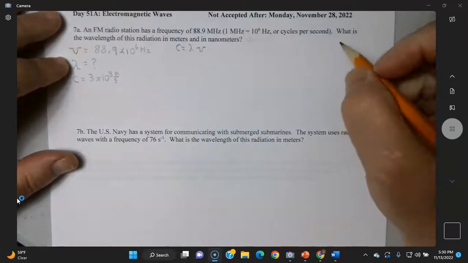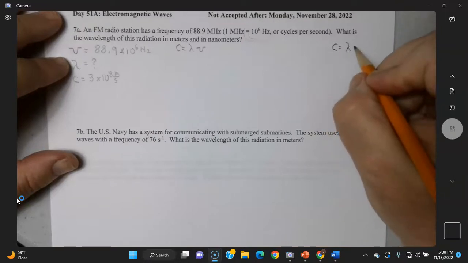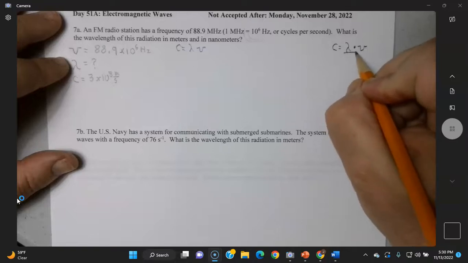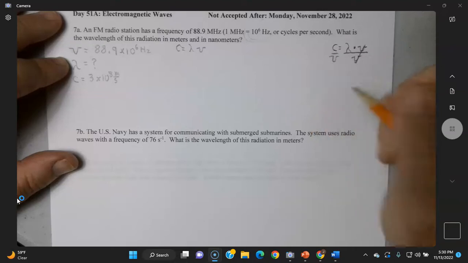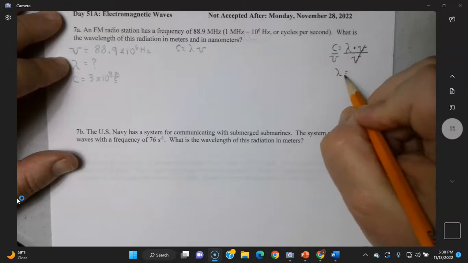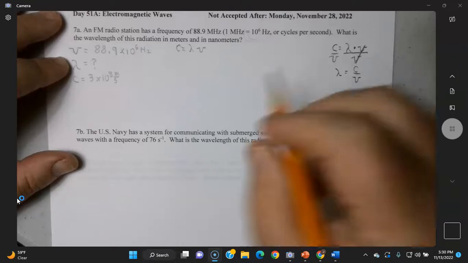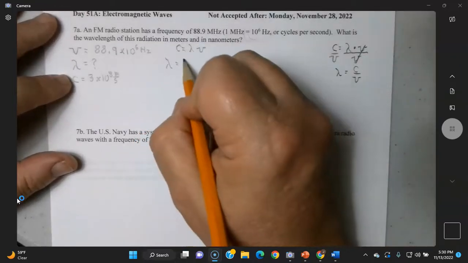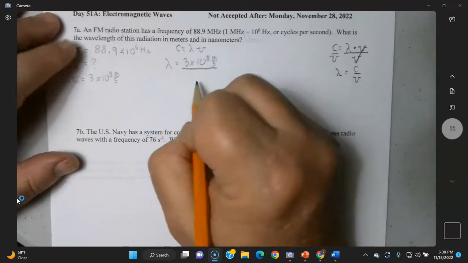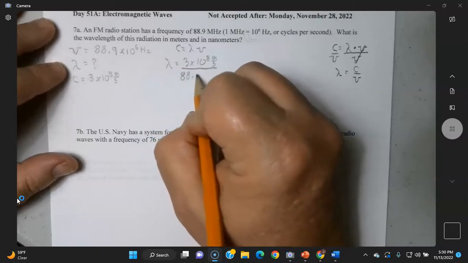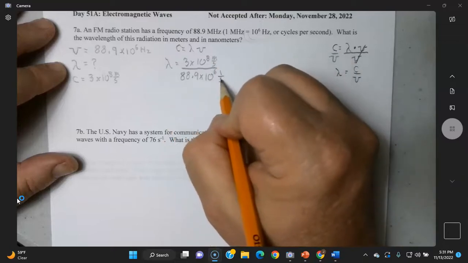Okay, I'm going to come way over to the side and do this. If you have problems with algebra of this type, please come see me because you really need to know how to do this. So to get to lambda, you need to divide both sides by nu. These two cancel and you solve for lambda. Solving for a variable means you get it all by itself on one side of the equal sign. So it's c over nu. So lambda equals c, the speed of light, over nu, which is 88.9 times 10 to the 6th. And I'm going to call it 1 over seconds. That's an alternate way to say hertz.